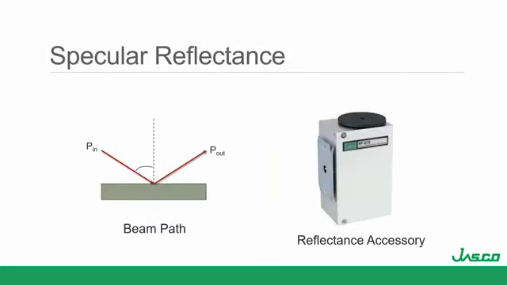Specular reflectance is really good for coatings on things like Coke can lining. You can do specular reflectance because it's a polymer that's on a metal. If you have a polymer on a metal, it works really well. It will work with other samples as well.